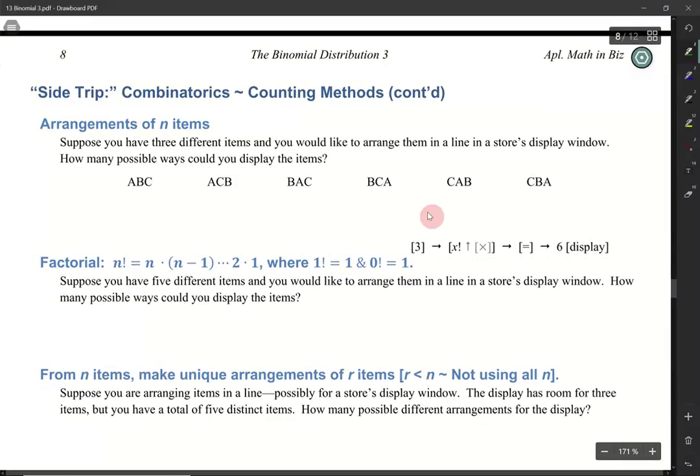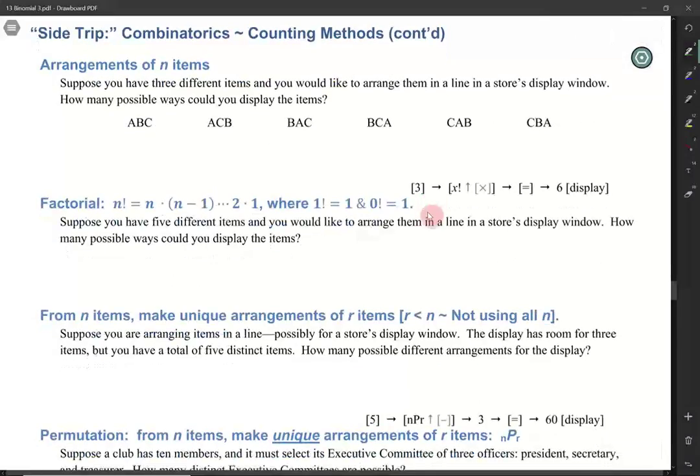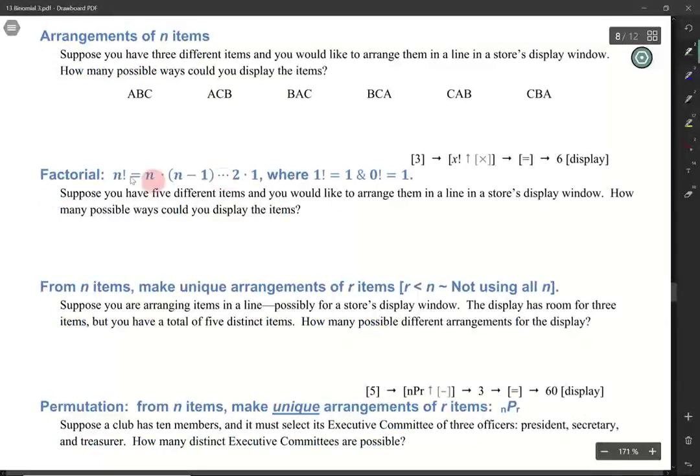And so basically, factorial is n all the way multiplying all the way down to 1. And so if you have 3 items and you want to arrange them in the store's window, how many possible ways? That's basically 3 factorial. Okay, 3 factorial.